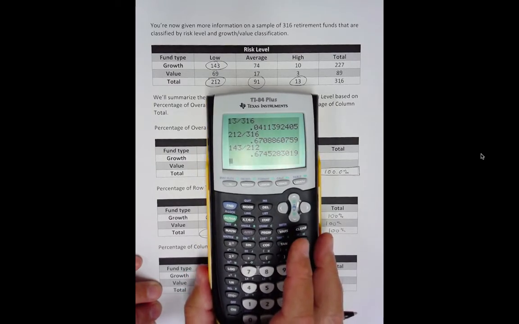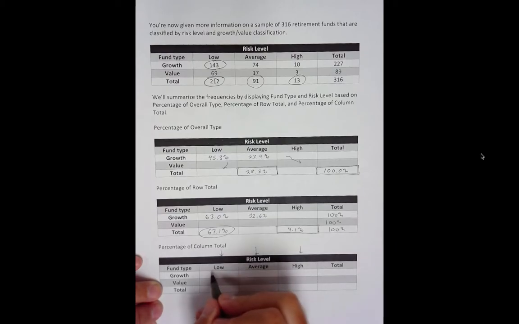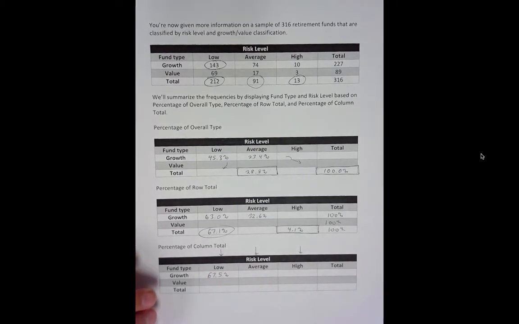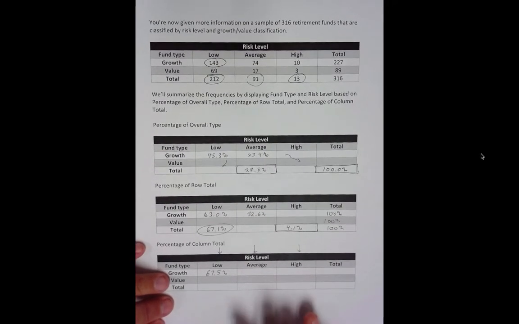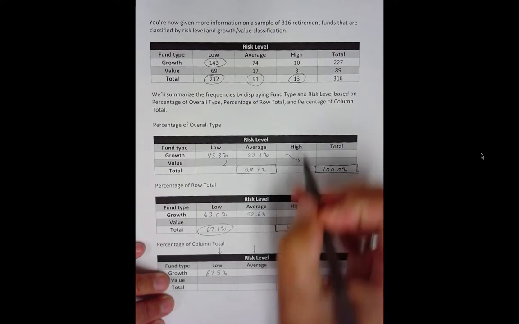So I have 67.5%. And I'm not going to bore you with this. I can do all of these. Let's just for the heck of it, let's go down here and see what this one's going to look like.